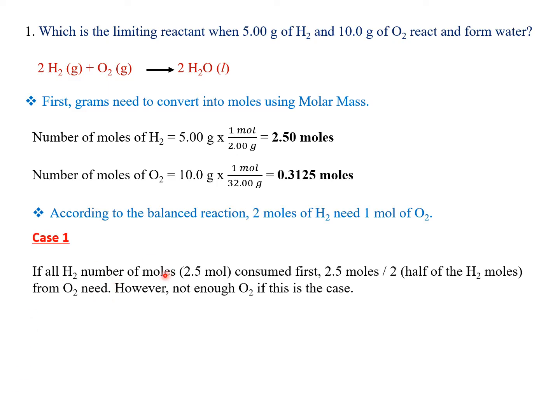This is case 1. In case 1, I will think if all H2 moles are completely consumed. So how many H2 moles are available? 2.5. If I think all H2 moles completely reacted first, then how many moles of oxygen are required with that amount? H2 is 2.5, then oxygen should be 2.5 divided by 2 because the molar ratio is 2 to 1. Then 2.50 divided by 2 amount is 1.25.